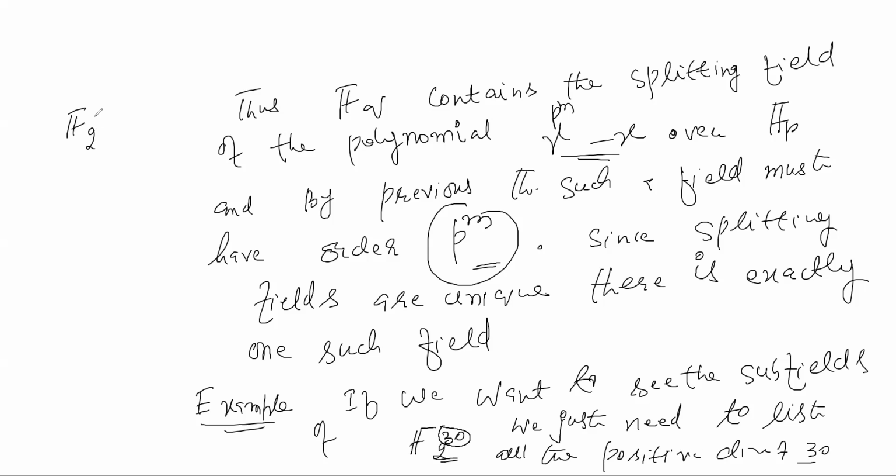Say for example, F2 raised to power 30 itself would be a subfield, then F2 raised to power 15 would be a subfield, and then F2 raised to power 10 would be a subfield. Then F2 raised to power 3 would be a subfield. Okay, so F2 raised to power 2 would also be a subfield, and like F2. So this is how you can find the subfields of finite fields.